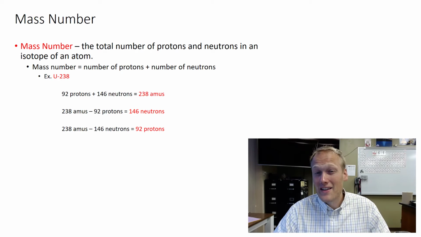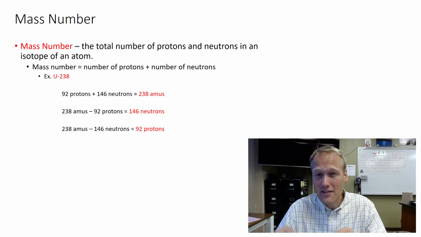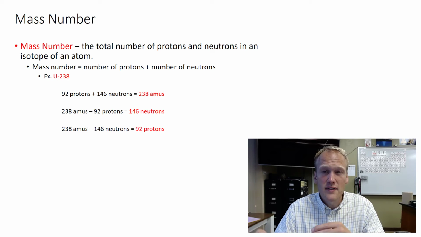Another number that we need to talk about that's not on the periodic table is the mass number. The mass number is specific to a specific atom of any element. And the mass number is the protons plus the neutrons of that atom.